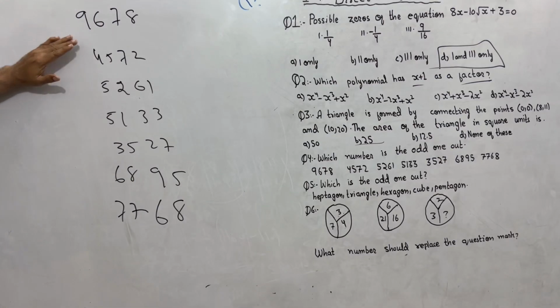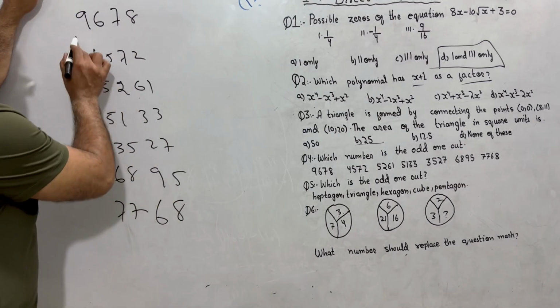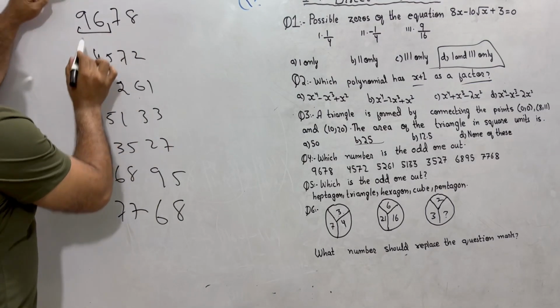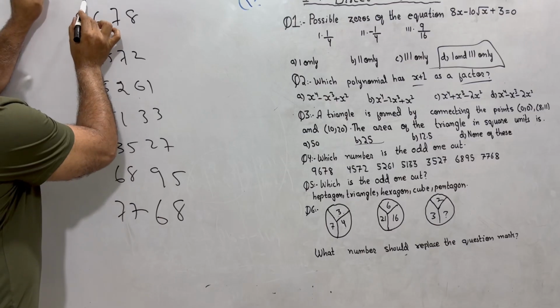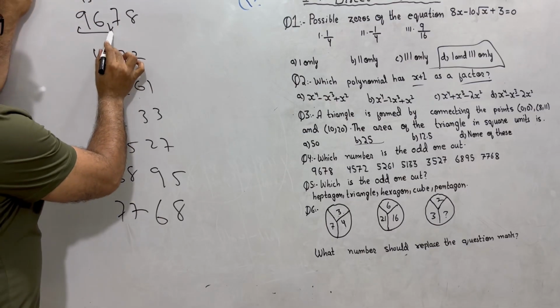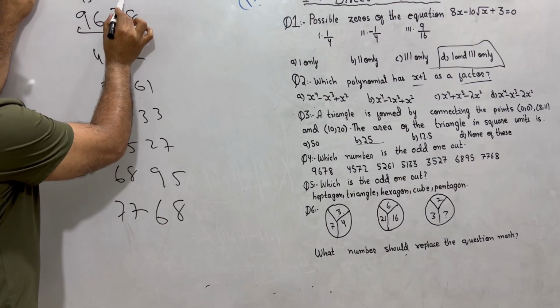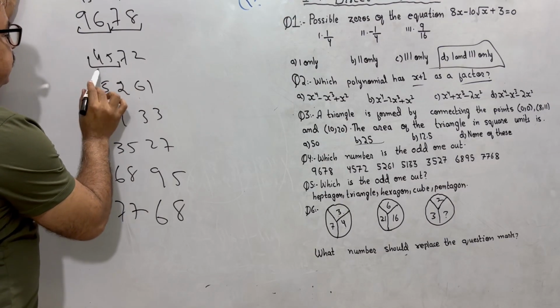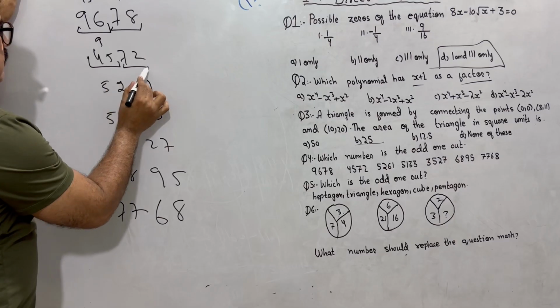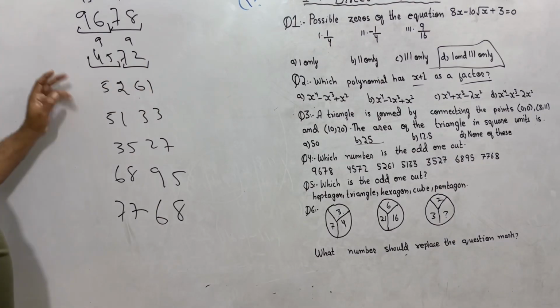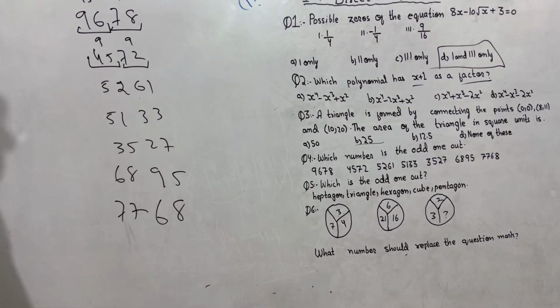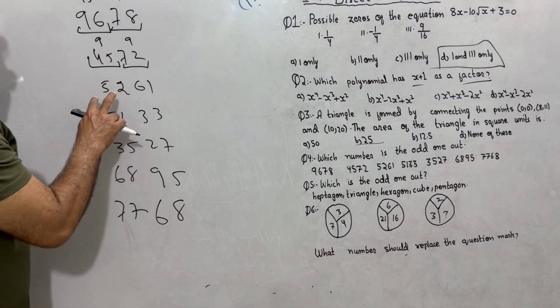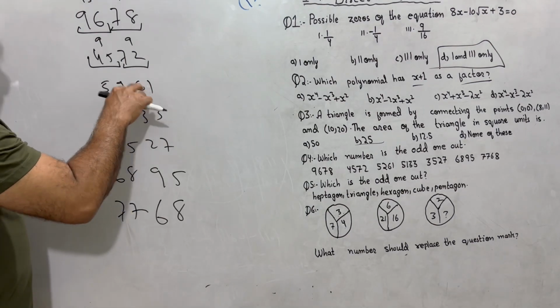If you look at this number, take the first 2 digits and add them: 9 plus 6 is 15. What about the other 2 digits, 7 plus 8? 15. That's the logic behind this. Look at this: 4 plus 5 is 9, and 7 plus 2 is also 9. The sum of the first 2 digits is equal to the sum of the other 2 digits.